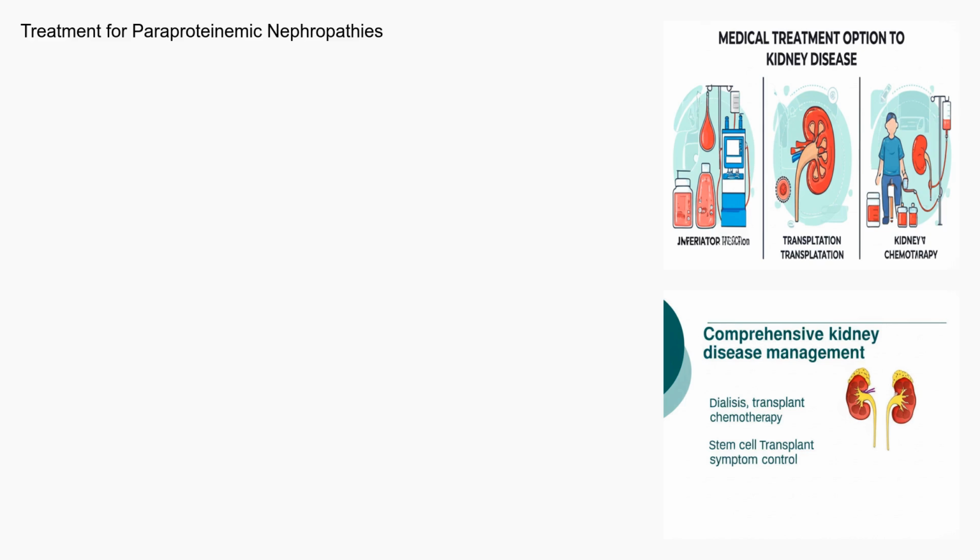Treatment for paraproteinemic nephropathies focuses on two main goals. First, reducing the production of paraproteins by targeting the underlying plasma cell disorder, and second, managing the kidney damage and its complications. Treatment of the plasma cell disorder typically involves chemotherapy or stem cell transplantation, depending on the specific diagnosis and the patient's overall health. Supportive care for the kidneys includes medications to control blood pressure, reduce proteinuria, and manage edema. In advanced cases of kidney failure, dialysis or kidney transplantation may be necessary.